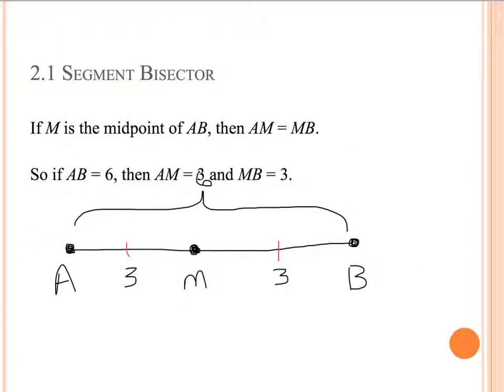All right? So it looks like this. It says if M is the midpoint, you don't have to write this down. If M is the midpoint of AB, then AM, which is this very first segment here, is equal to MB, which is the second one. Okay? So if I just tell you AB is 6, you can already conclude, knowing that M is the midpoint, that AM is 3 and MB is 3.